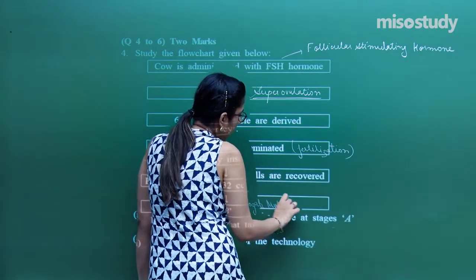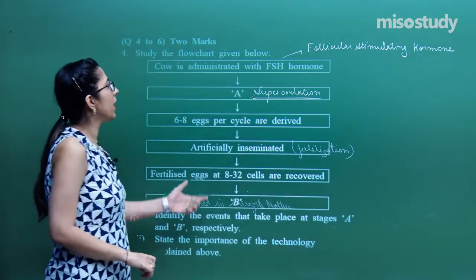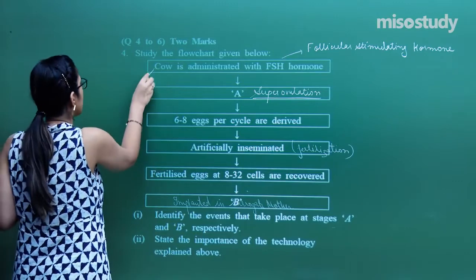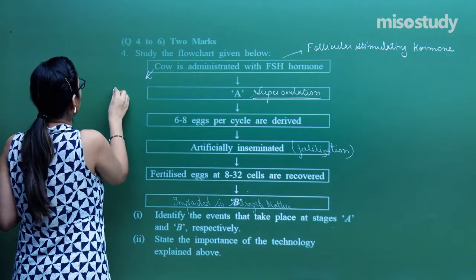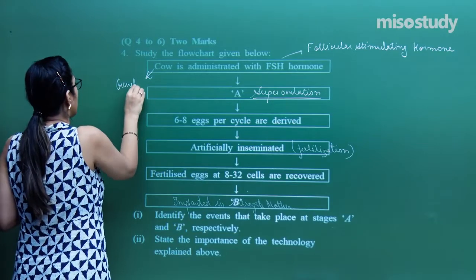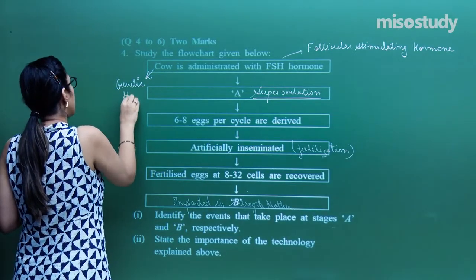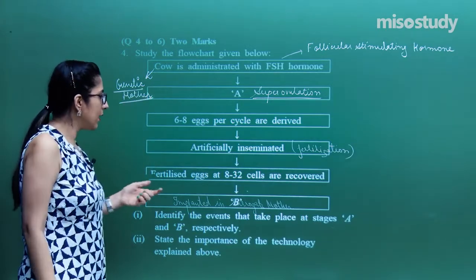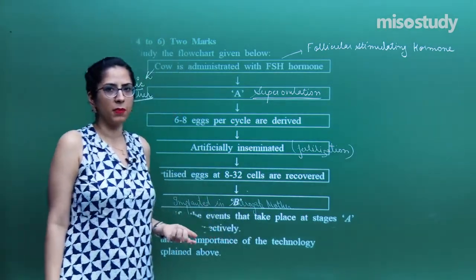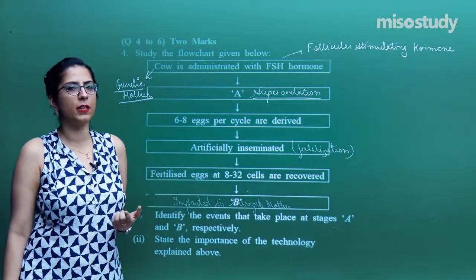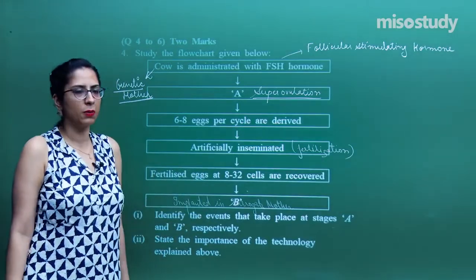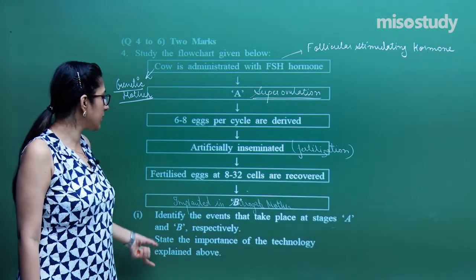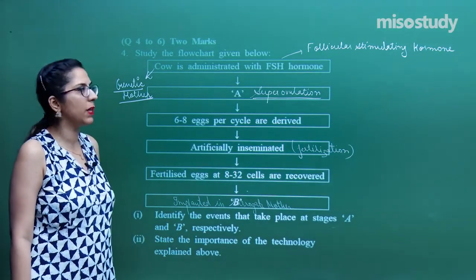Surrogate mother is another mother, like I have discussed. Here the super ovulation, this type of cow where the FSH is introduced, is called a genetic mother. Because the genetic mother is a donor of egg, whereas the other mother which carries that baby for a longer period is called a surrogate mother. Now, we have identified the A and B. Now I have to state the importance of the technology explained above.